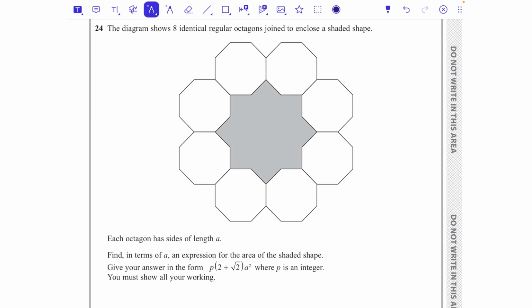The diagram shows 8 identical regular octagons joined to enclose a shaded shape. Each octagon has side length of a. So this is a, this is a, this is a, this is a, and so on, okay? All of these sides of the octagons are a's. Find in terms of a an expression for the area of the shaded shape. Give your answer in the form p bracket 2 add root 2 a squared, where p is an integer, you must show all your working.